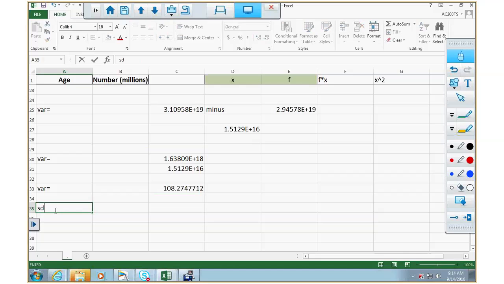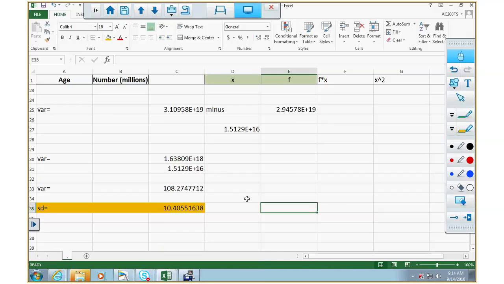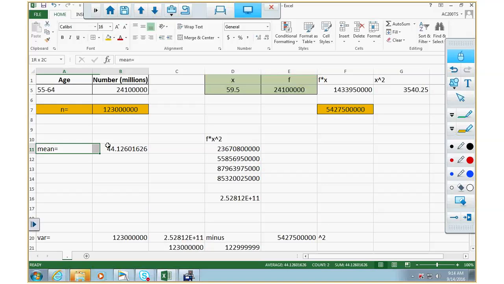And the standard deviation is what? This number raised to the what? To the 0.5 power, and there's my standard deviation. So the mean is 44, your standard deviation is 10. So you can actually draw a normal curve with 44 being in the middle, 54, 64. Anything outside of 64 is unusual. On the other side, 44 minus 10 is 34, and 24. Anything below 24 is unusual.